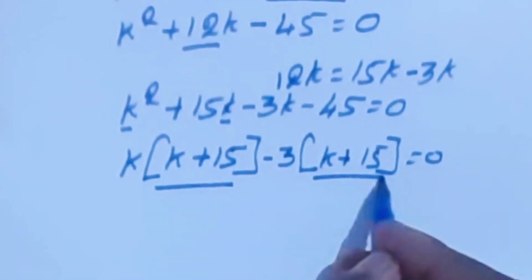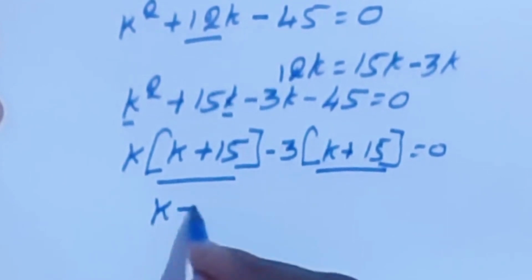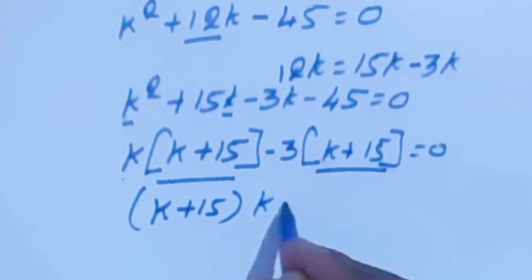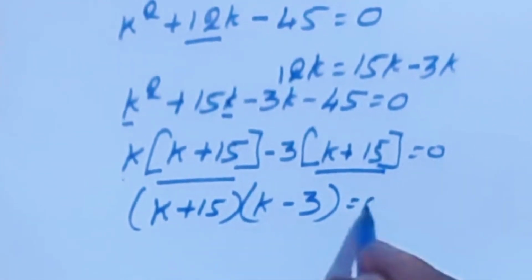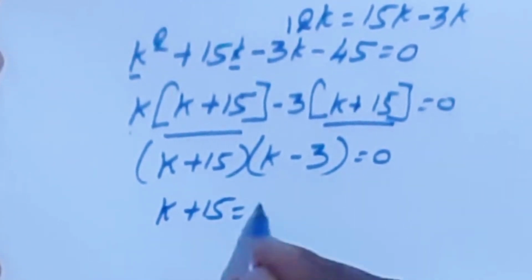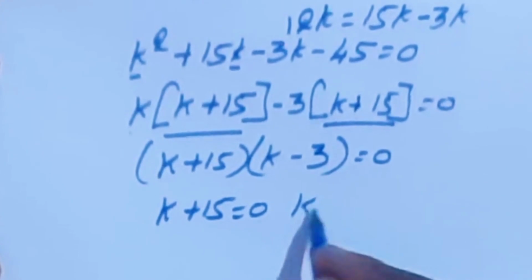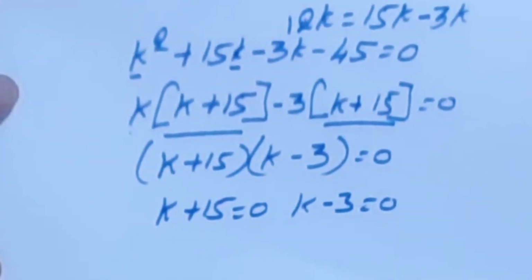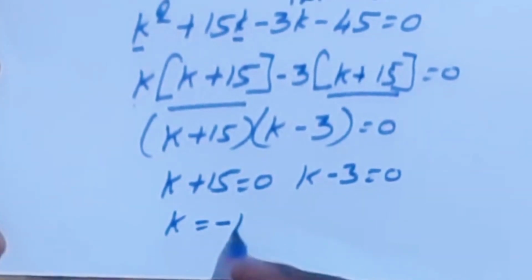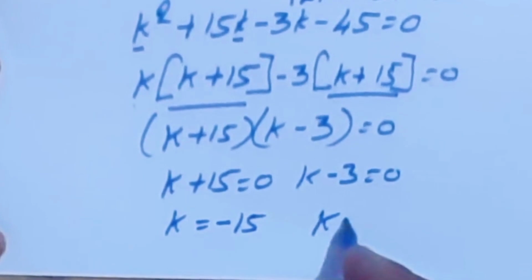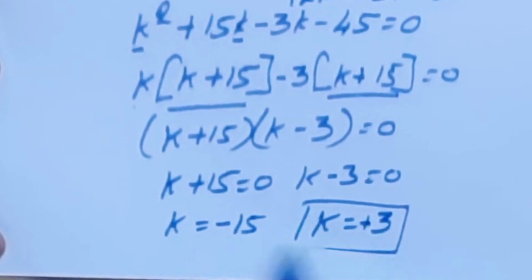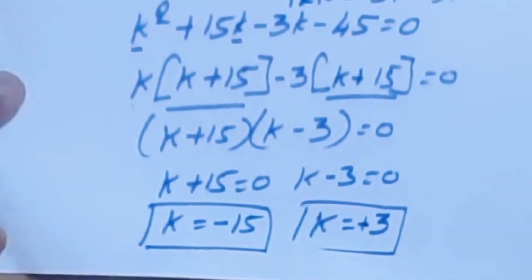Here k + 15 is common, so taking k + 15 out, the remaining is k - 3 = 0. Here k + 15 = 0, k - 3 = 0. From this, k = -15, and here k = +3. These are the possible answers in the first method.